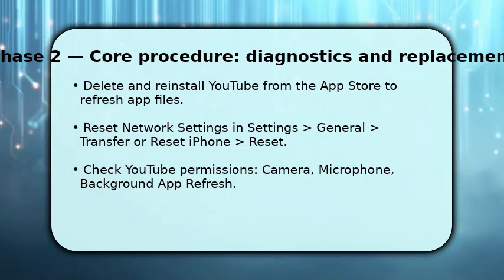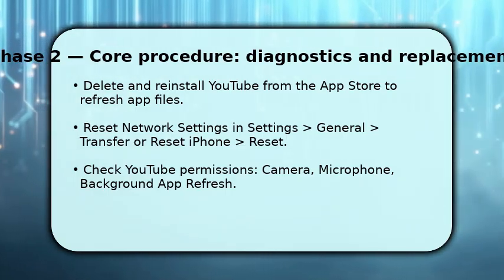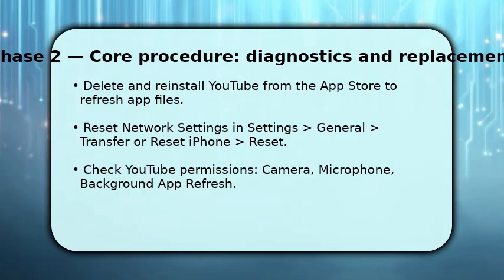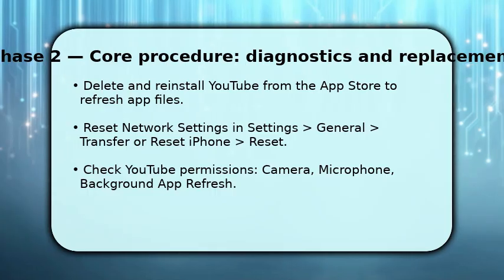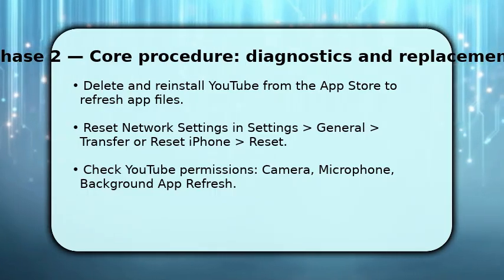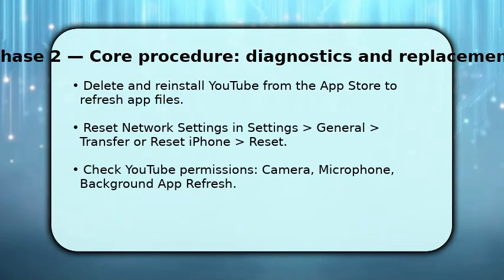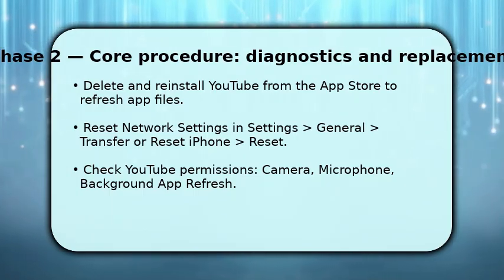Make sure YouTube has required permissions: camera, microphone, and background app refresh. Lack of permission can cause unexpected behavior. If you use a VPN, disable it temporarily to rule out network interference. These actions resolve deeper app and connectivity issues.